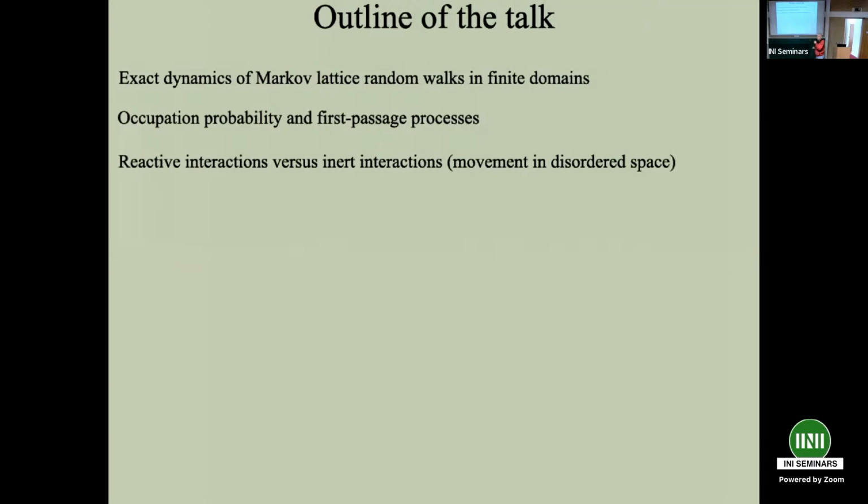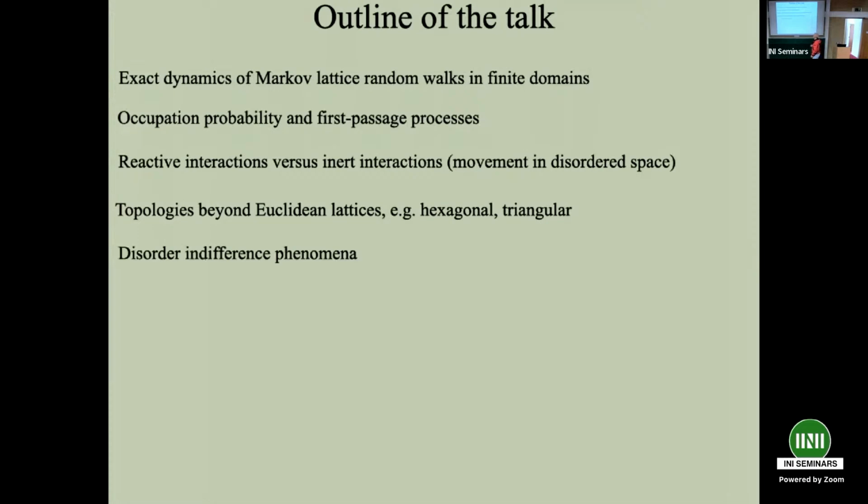I'll distinguish between reactive interaction and inert interaction. Think about inert interaction as movement in disordered space: you conserve probability, and when you have reaction, something gets absorbed. That's pretty much the distinction. I'll show you that you can go with topologies which are not necessarily hypercubic lattices, and I'll tell you about this interesting disorder in different phenomena. I'll give you two or three examples.